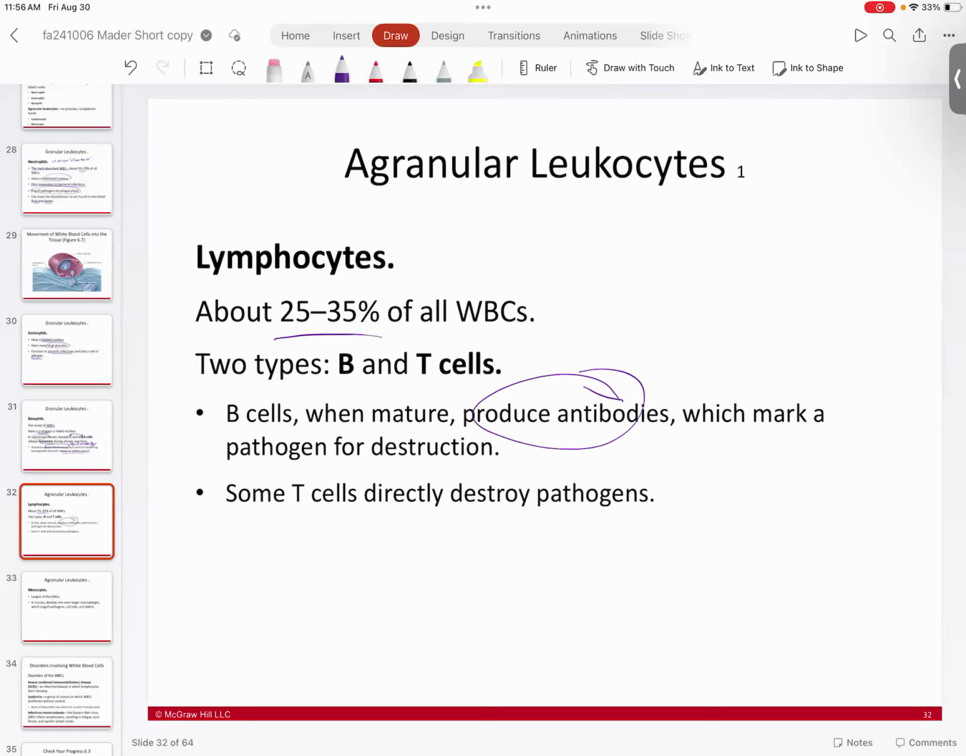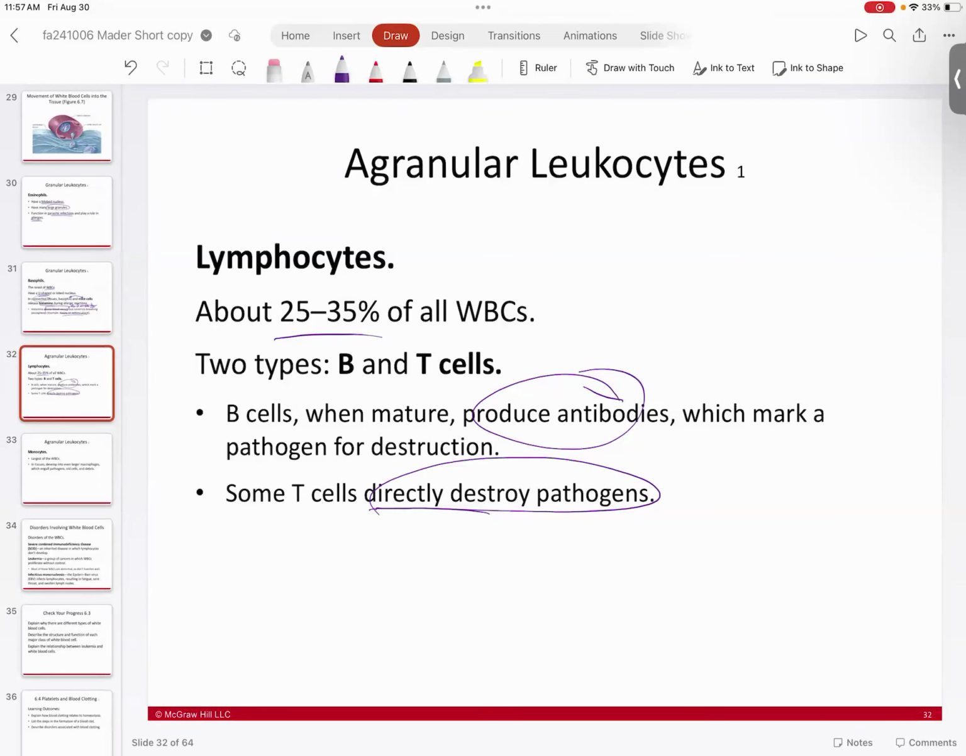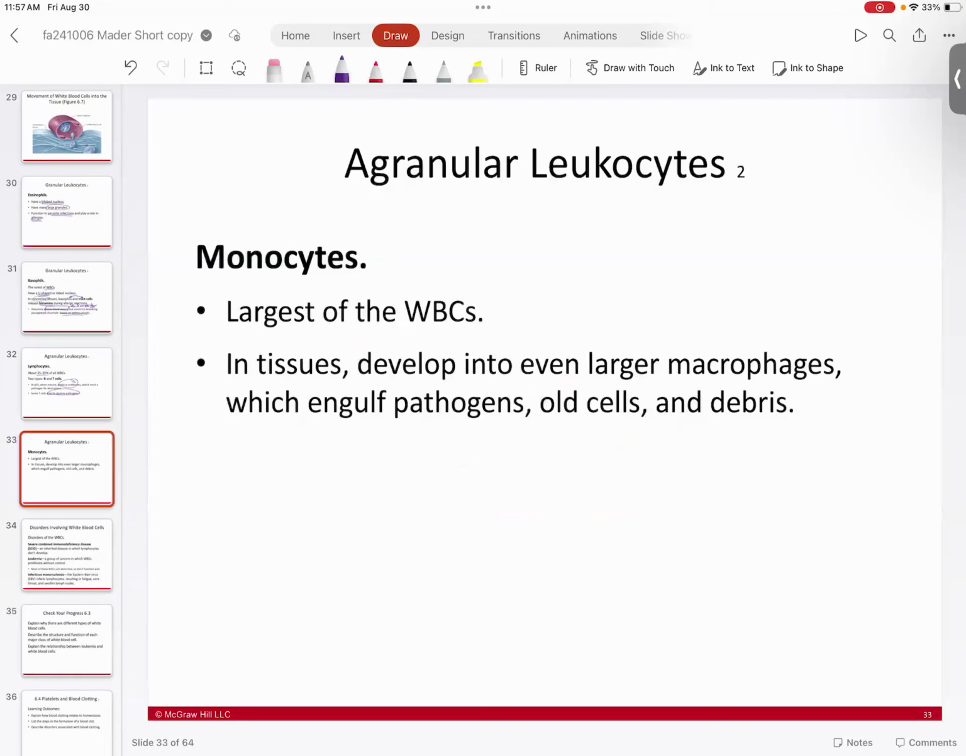T cells, typically, they directly go after pathogens. So rather than lobbing antibodies at them and killing them with antibodies, they actually go after them and do cell-to-cell combat. And so those are two very, very main and very high profile types of cells in the immune system. And then we have monocytes, which is the largest of the white blood cells. And so these guys are cruising around tissues everywhere. They develop into macrophages when they move into the tissues. And then those macrophages will engulf pathogens because they're phagocytic. They'll also engulf old cells, get rid of those when you need to recycle them, and also debris.